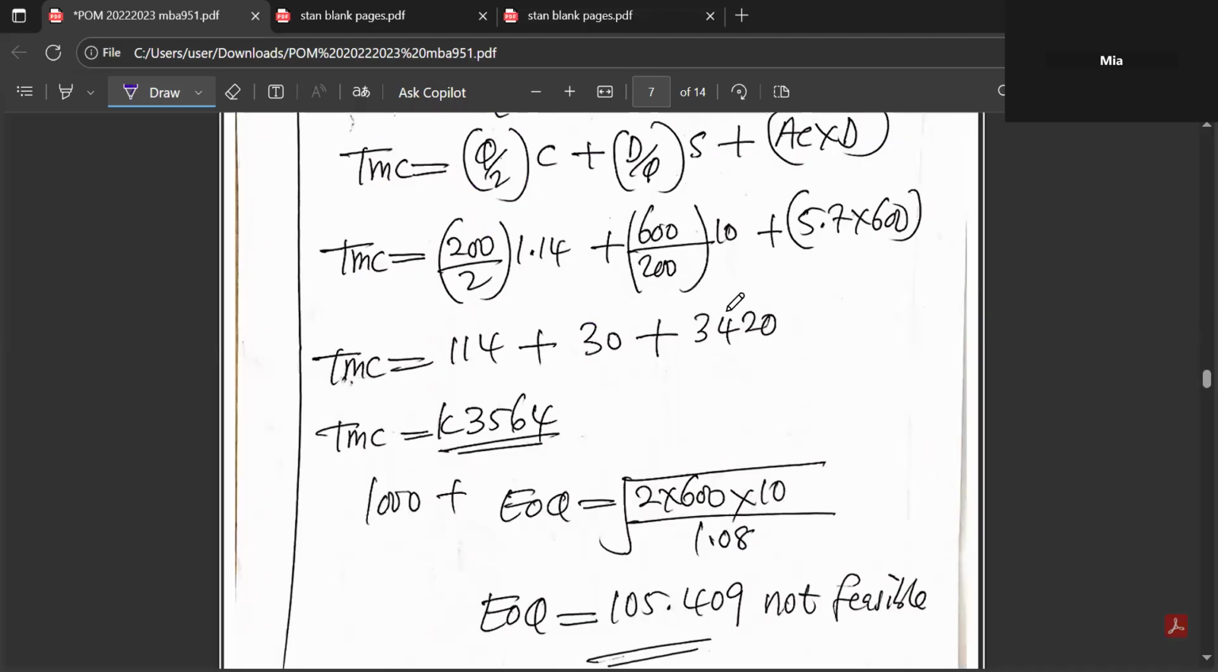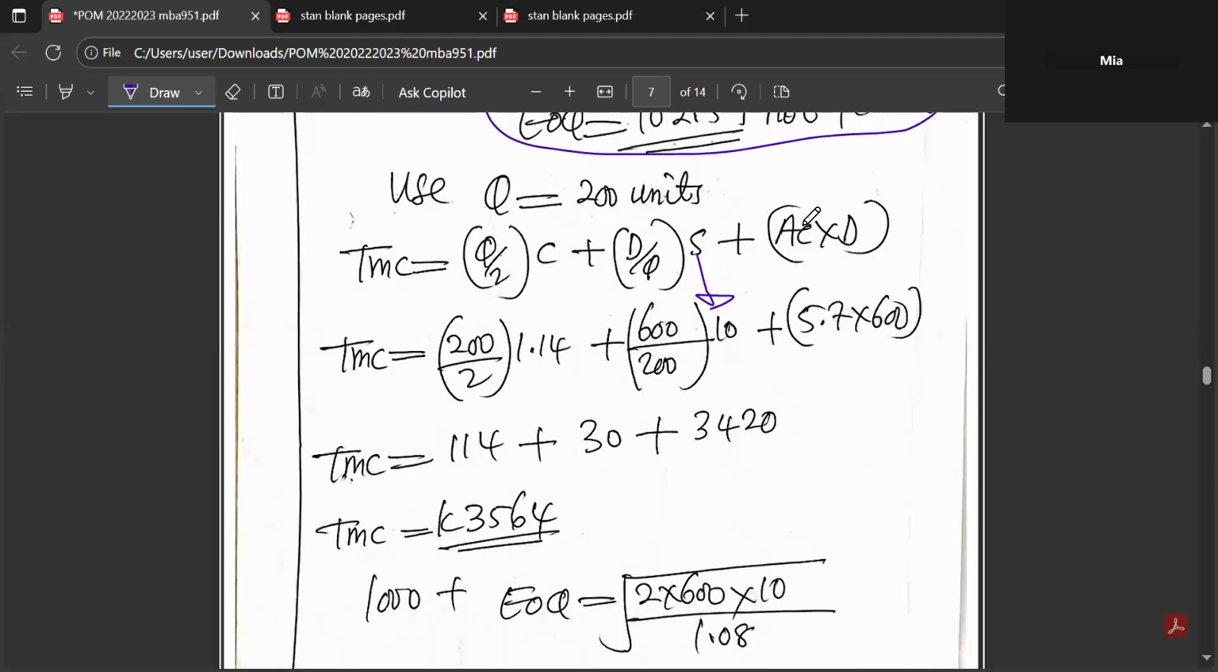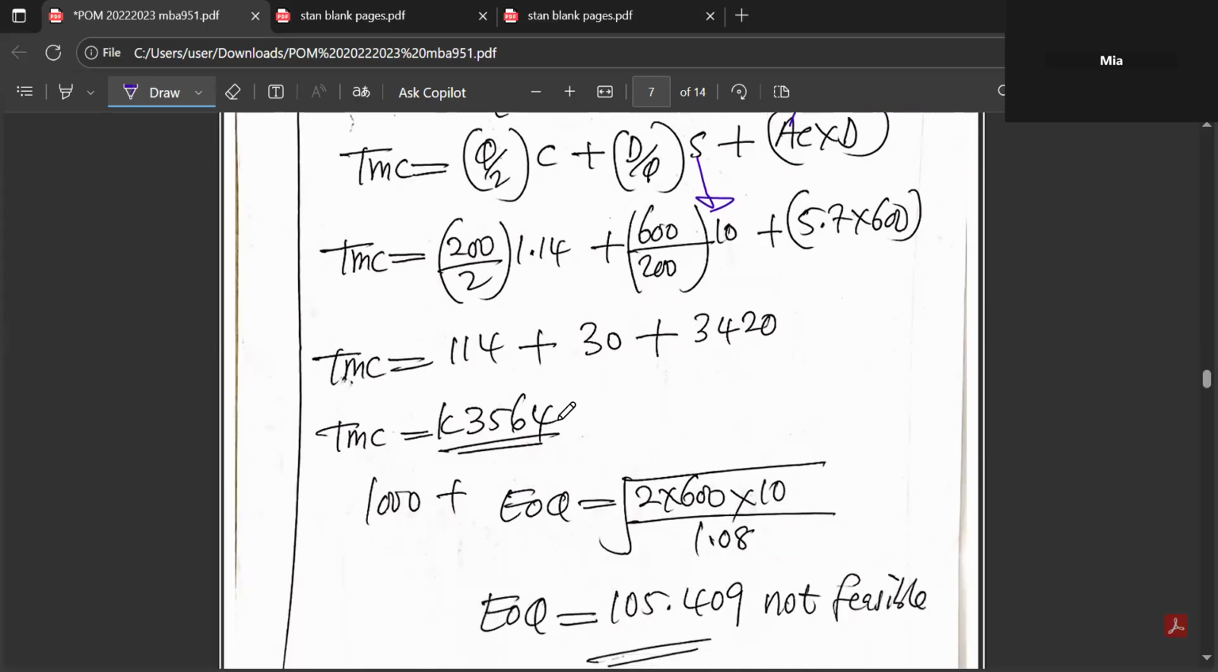Then substituting here, the ordering cost per order is 10. And then AC is the unit price, so our unit price is 5.7. So we are simply now getting the total as 3,564. Total material cost is 3,564.